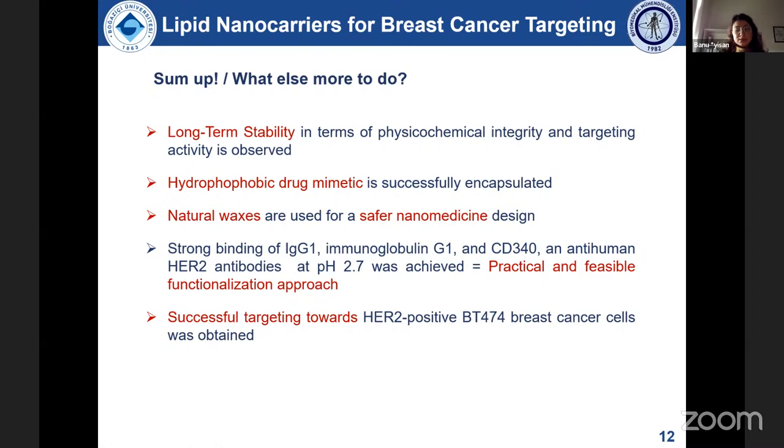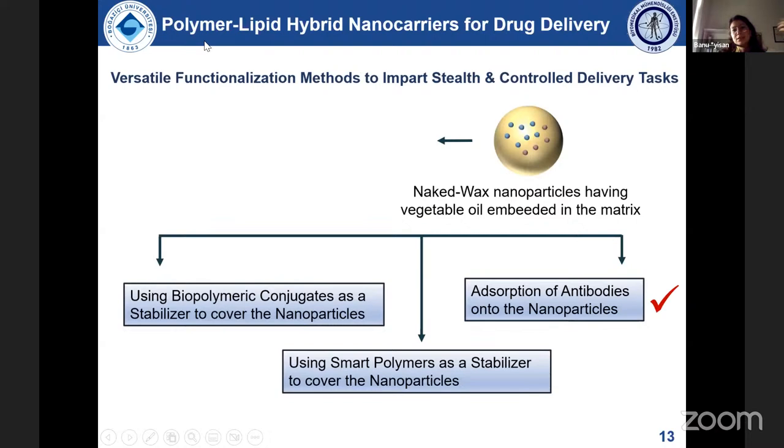But was that sufficient? Was the story ended? Not really. We continued to think about how we could improve this approach to impart some stealth and controlled delivery tasks. As you may have already noticed, these nanocarriers with the antibody functionalization don't have any pH responsivity or any selective tools to release the drug at certain spaces. So the drug release would happen in the system by passive diffusion.